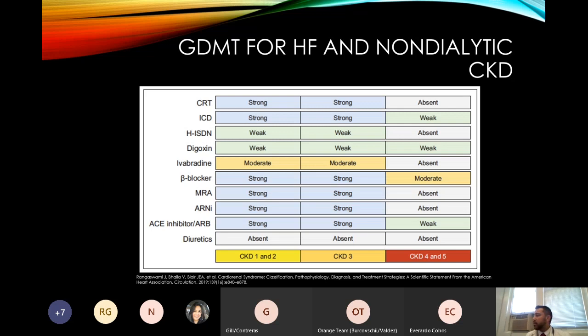So this was what I was talking about with the level of evidence with different therapies for heart failure and non-dialytic CKD. And as you can see at the bottom, they've divided it up into CKD stages 1 and 2, CKD stage 3, and then 4 and 5. And these show the relative strengths of evidence for goal-directed medical therapies. As you can see here, we've reviewed the major ones with the strong evidence, such as ACE inhibitors, ARBs, ARNIs, MRAs, beta blockers. A lot of these have been studied more in the heart failure setting, but they have done post hoc analysis to combine them with the CKD stages. We'll talk about cardiac resynchronization therapy and ICD in the next few slides.